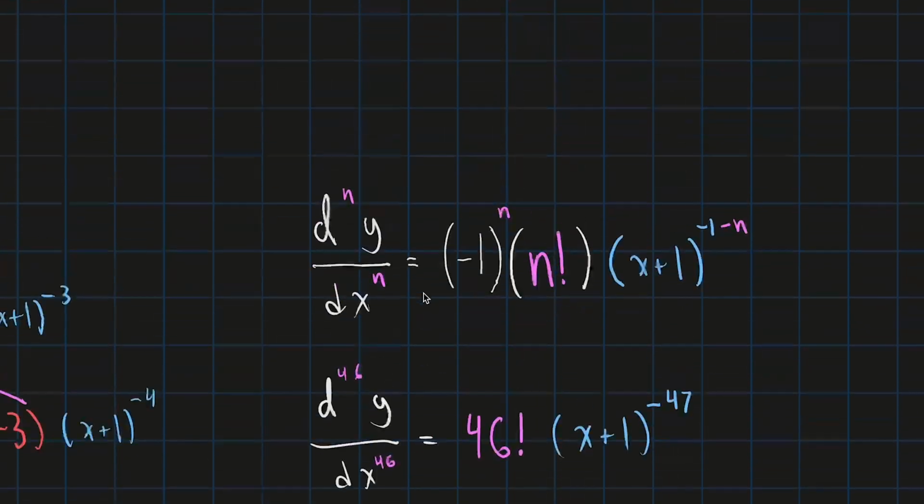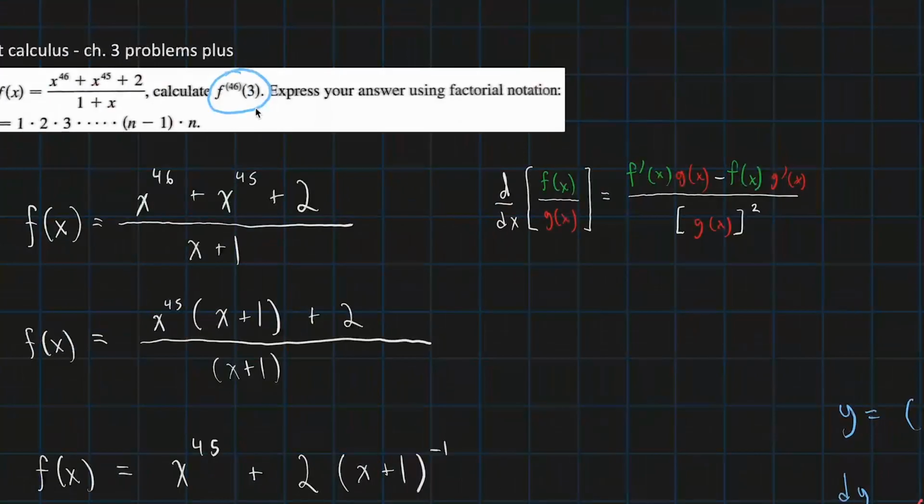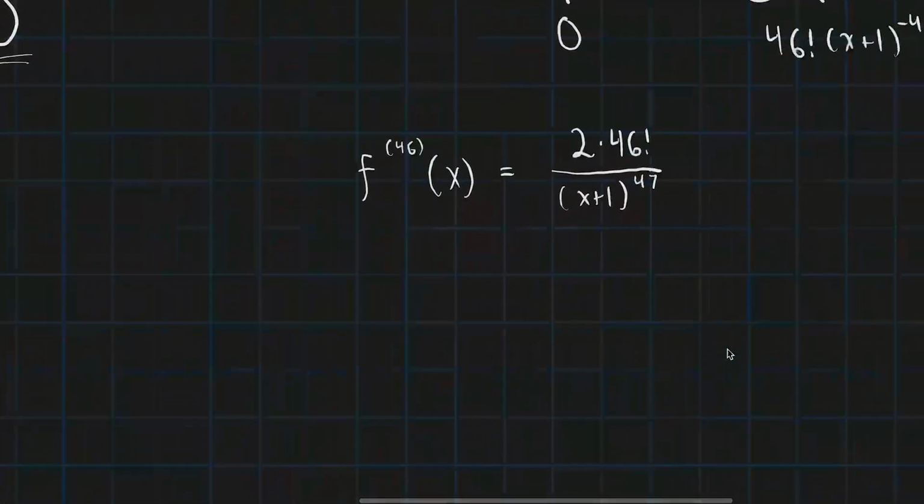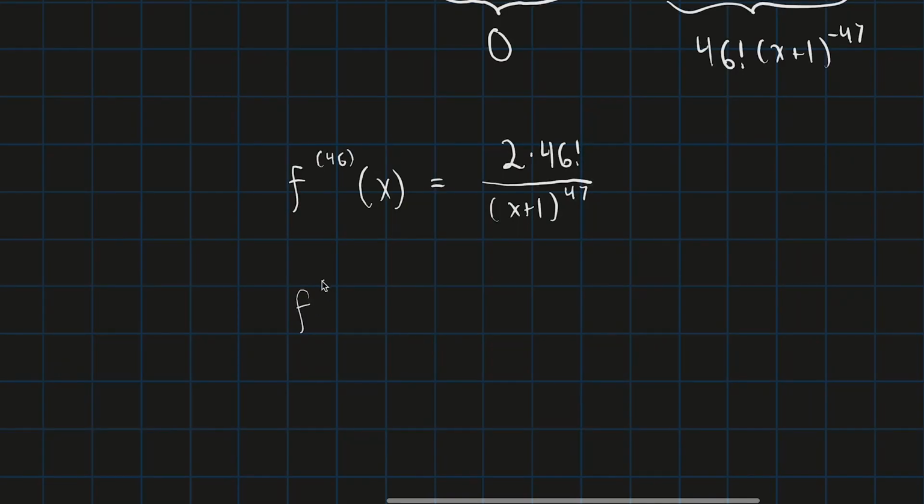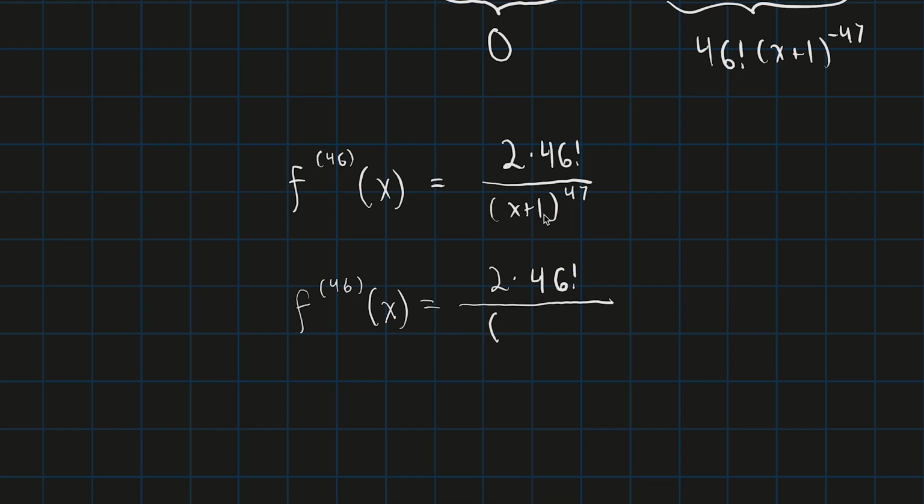And our goal here was to find the 46th derivative and just plug in x equals 3. Let's do that. So we're finding the 46th derivative where x is equal to 3. And this becomes, we deserve a little drum roll here, 3 plus 1 is 4, so we have 3 plus 1 to the power of 47 in the denominator. So we have 4 to the power of 47 in the denominator. And our answer is the 46th derivative of f of x, where x is equal to 3, is 2 times 46 factorial all over 4 to the power of 47.